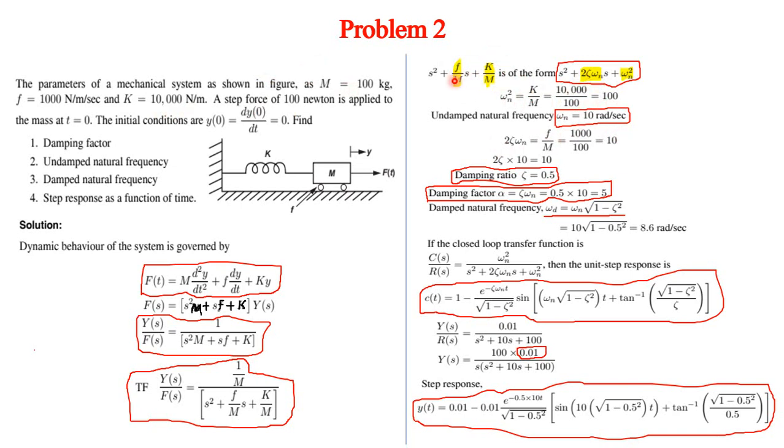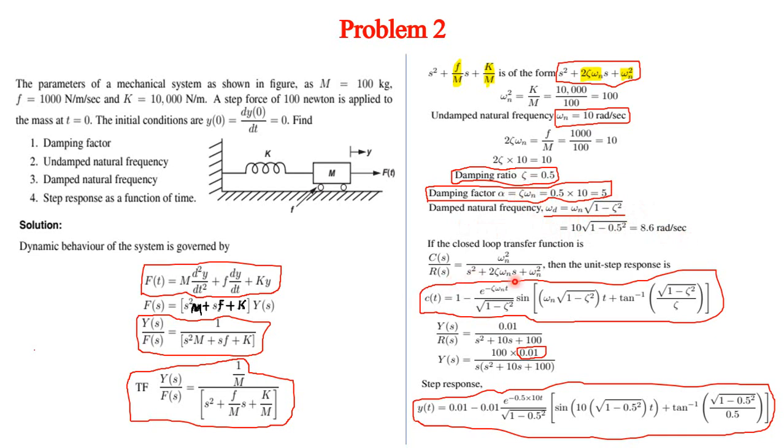2 zeta omega n is equal to f by m. When you substitute f and m, and the omega n we just determined, we get damping ratio 0.5. The damping factor is zeta omega n, that is e power minus zeta omega n t. The coefficient of small t is zeta omega n, the damping factor, that is 5. For the damped natural frequency, we substitute into the formula and get 8.6 radian per second.